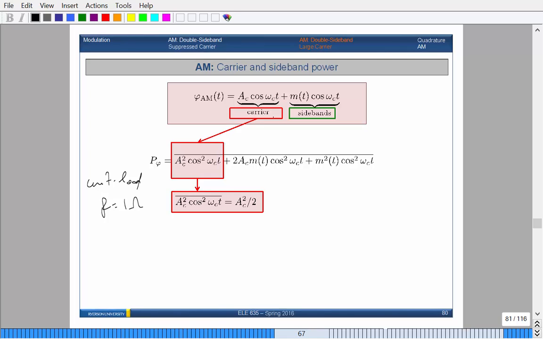What's happening here is that you want to square this, because if you want to figure out what the power would be, you have to square it, and then find the integral. In this case, we have A of C cos omega ct plus M of t cos omega ct, squared. When you carry out this multiplication, you get what's below here. I'm not going to do that for you; I'm going to leave that for you as an exercise.